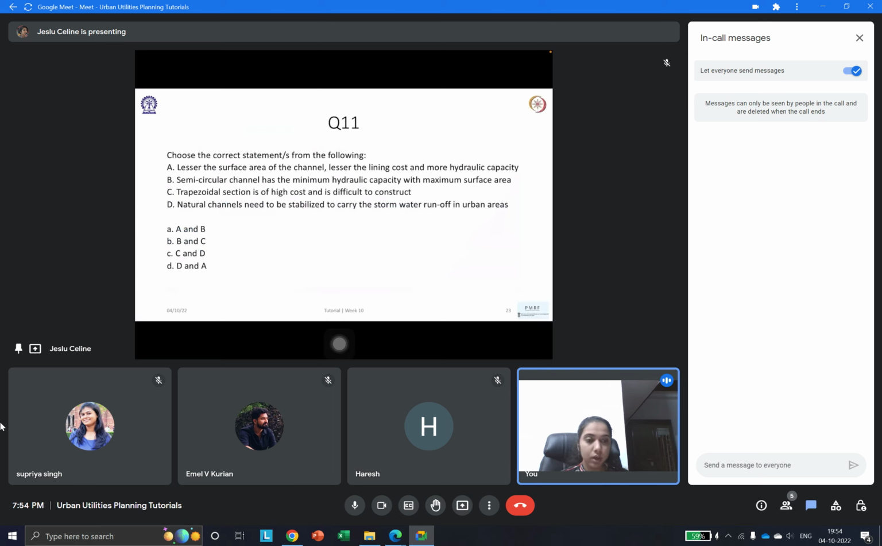So question 11 talks about choosing the correct statements from the following. Lesser the surface area of the channel, lesser the lining cost and more hydraulic capacity. Semicircular channel has a minimum hydraulic capacity with maximum surface area. Trapezoidal section is of high cost and is difficult to construct. Natural channels need to be stabilized to carry the stormwater runoff in urban areas. So let's go option by option. First one, is it right?